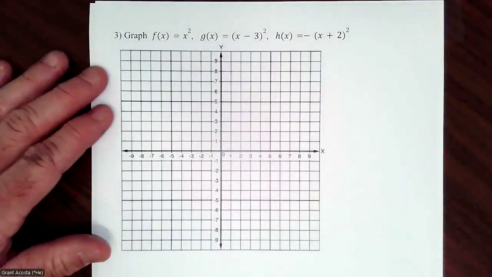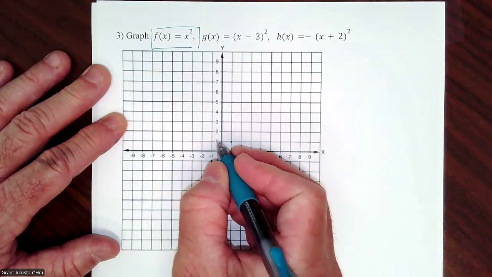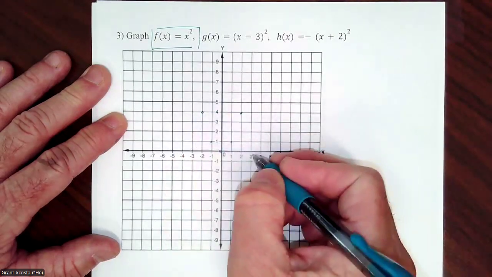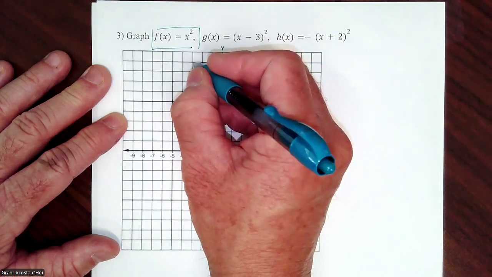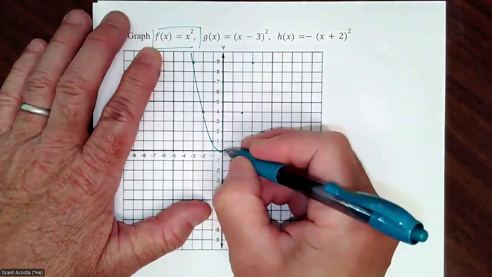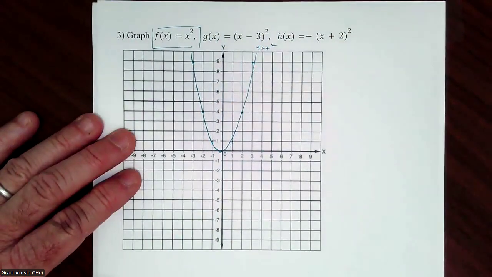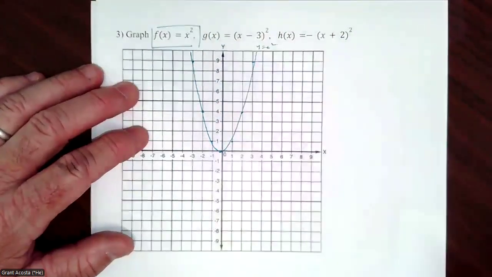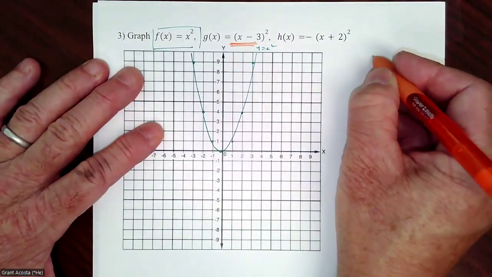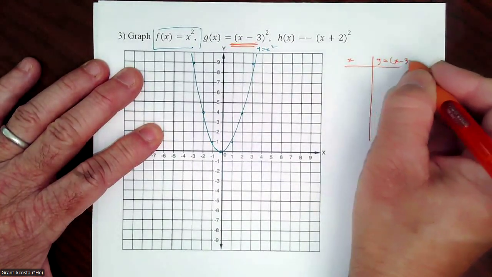Okay, what else can we do with parabolas? Here's our base parabola, f of x equals x squared. I'm going to quickly draw that one. Here's y equals x squared. Now let's think about the next graph, g of x equals (x minus 3) squared. So y equals (x minus 3) squared.